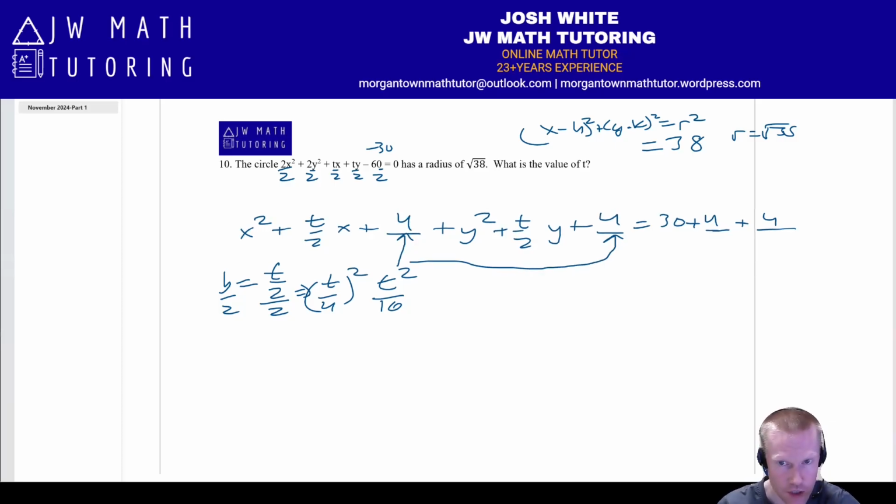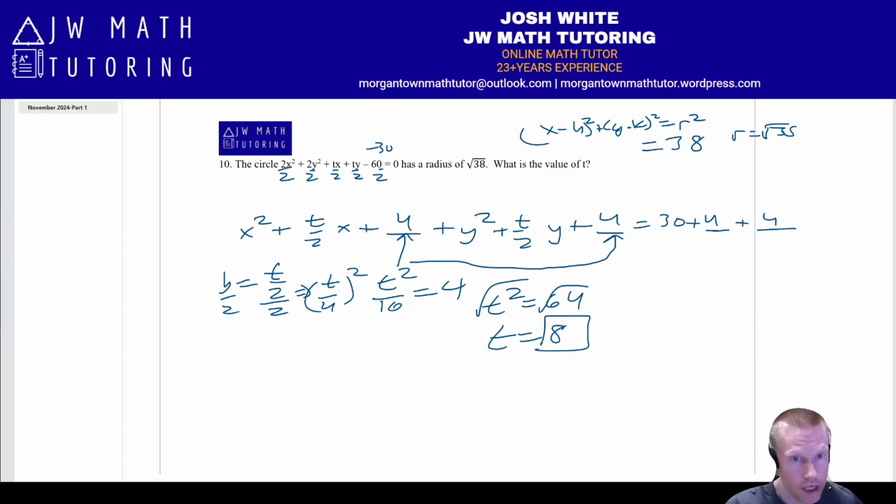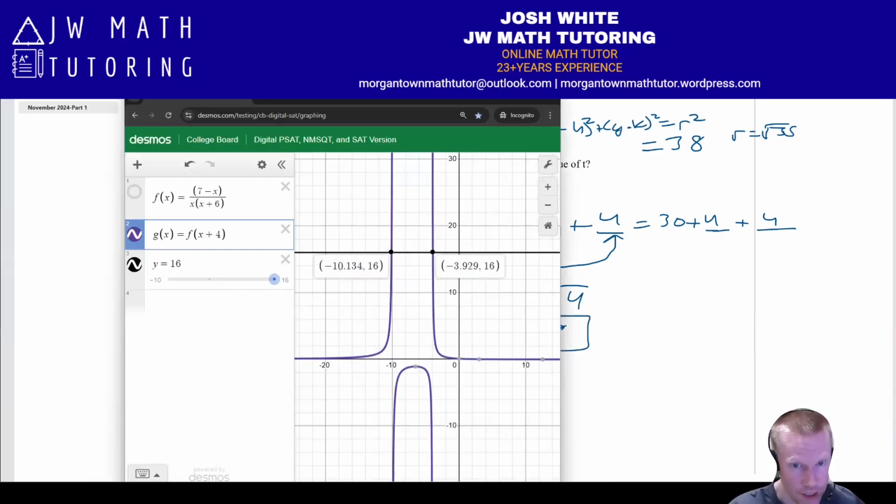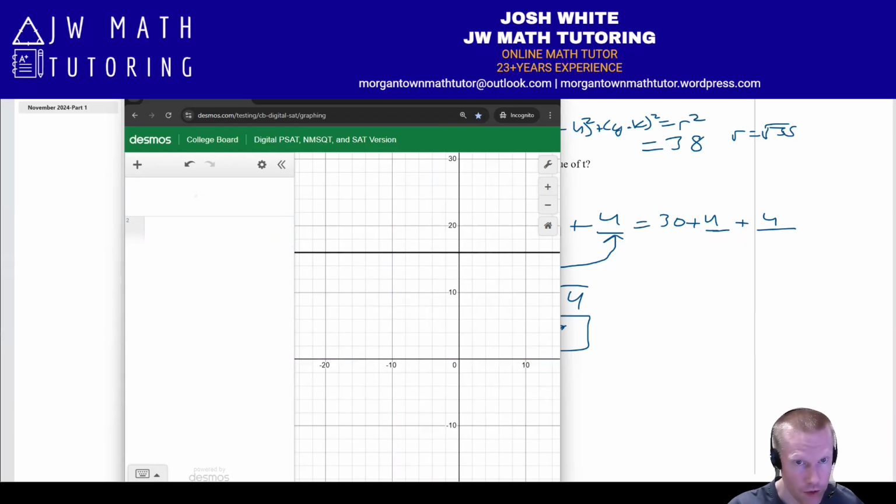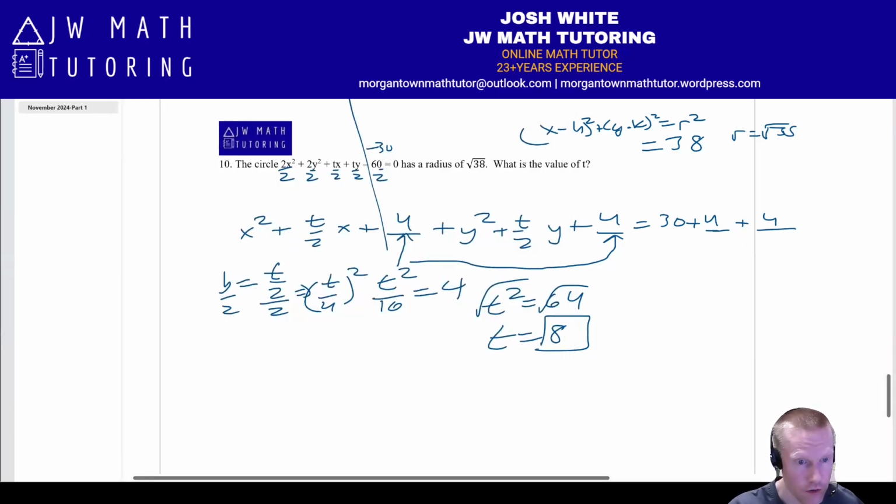So we need these to each equal 4, which means t squared over 16 must equal 4. In other words, t squared has to equal 64. Therefore, you square root both sides. t has to equal 8. So the correct answer for this is going to be 8 for the value of t. Now, we can just go to Desmos and confirm this, not solve it, but just confirm that this is the correct answer.